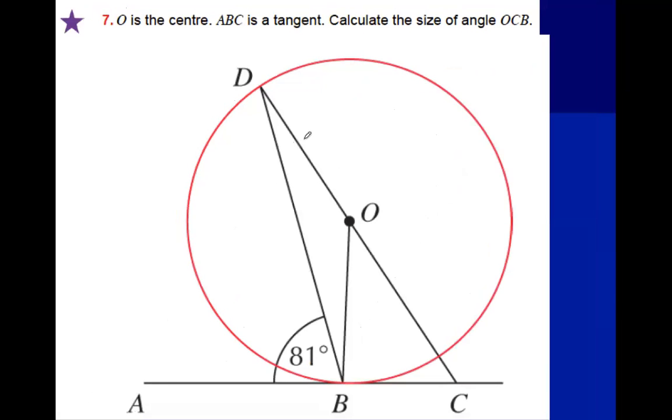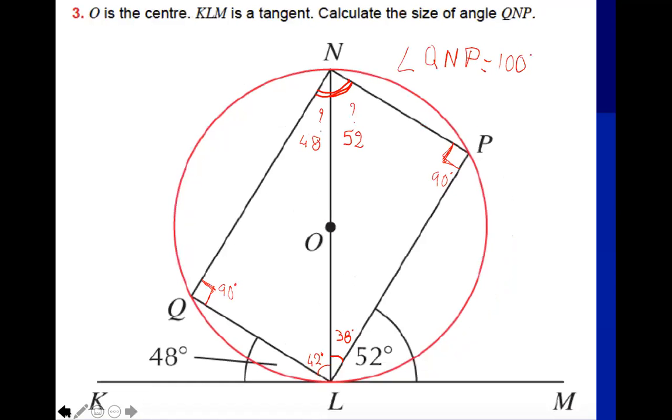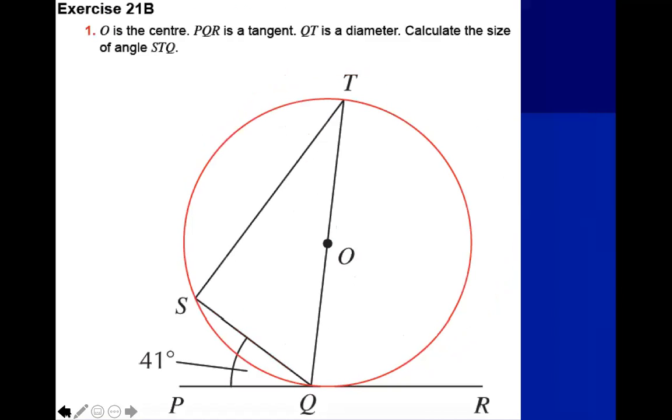Here you'll notice you've got a radius and another radius, so that'd be isosceles again. So you've got other things to help you. The first one is probably, again, a right angle there.